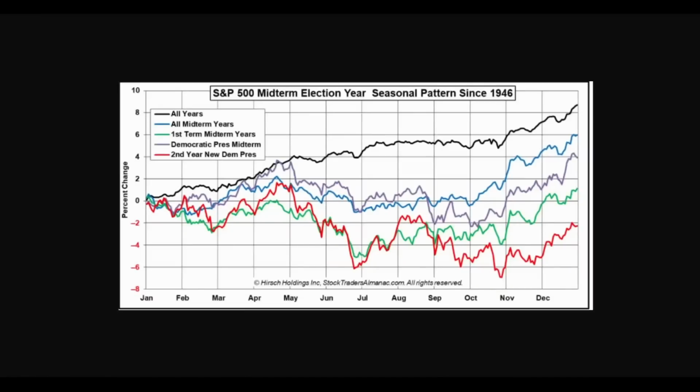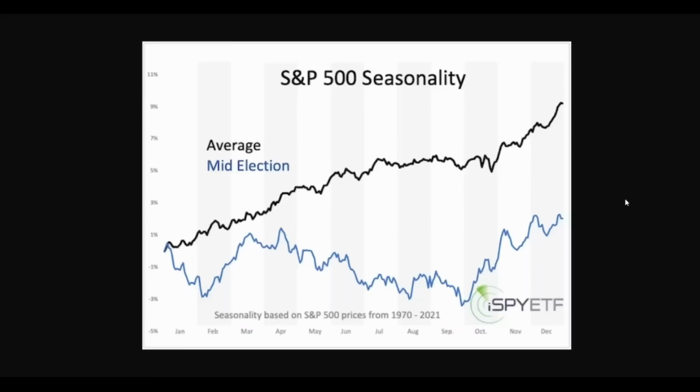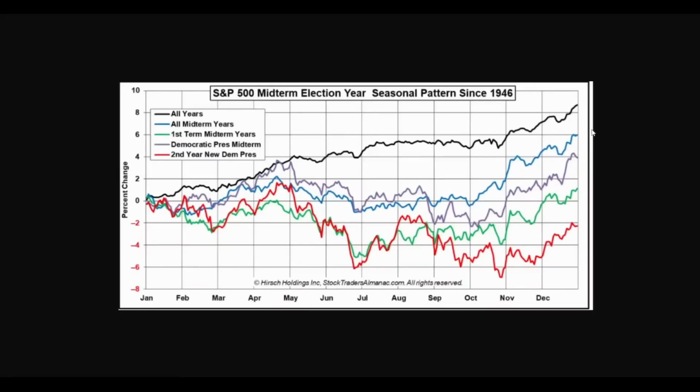Now let's take a look at this seasonality chart. We haven't quite yet seen the typical sell-off towards the end of October that we tend to see in midterm years. This is another midterm year election seasonality chart, and we do tend to see a rally in October, but we also tend to see a sell-off towards the end of October. Now, this blue line is the exact same blue line up top. The red line is the most applicable because we are in the second year new Democratic president midterms.